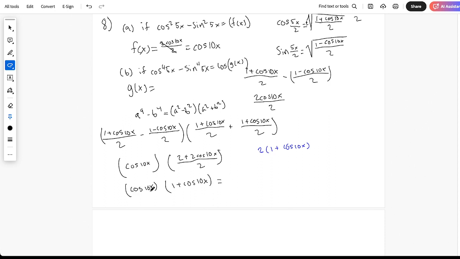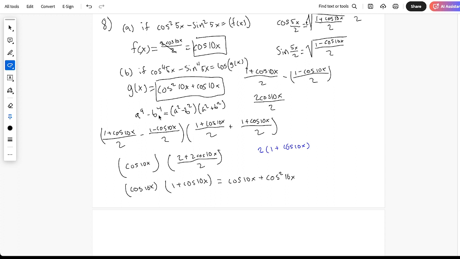All right, cosine of 10x times 1, obviously cosine of 10x, right? But cosine of 10x times cosine of 10x, what is that? That is cosine squared of 10x. And I think that might be our answer. So I'm going to just arrange it so the highest power is first. Cosine squared of 10x plus cosine of 10x. Okay, I'm going to circle it. That's our answer, and that's our answer.